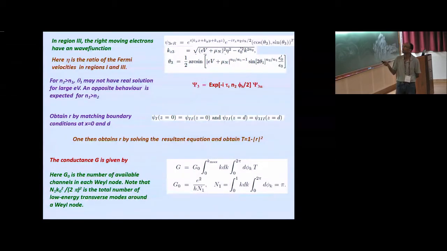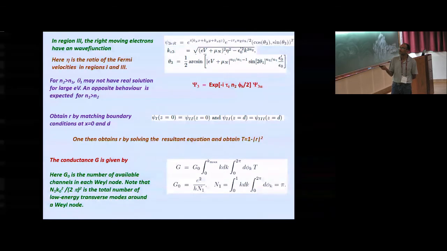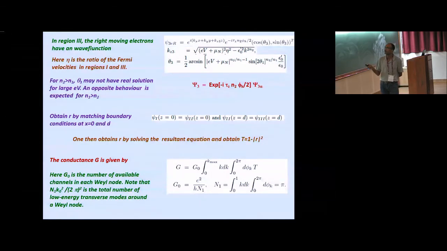And what I would like to say is that here, the phi k dependence is rotation by n2 times phi k along the z-axis in spin space. And psi 3 alpha, just like psi 1 alpha, doesn't depend on the azimuthal angle. So what we do is we match the boundary conditions at x equal to 0 and x equal to d, and then obtain the transmission, calculate the conductance. That's a standard thing.